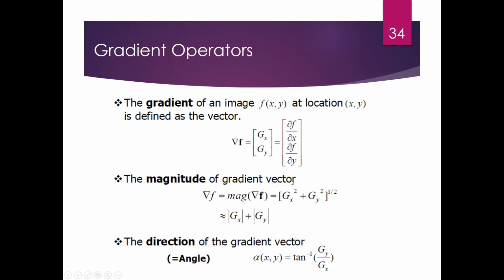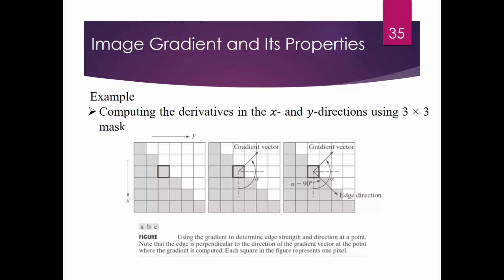It gives the maximum rate of change of f(x, y) per unit distance. The magnitude of the gradient vector is defined as |∇f| = square root of gx squared plus gy squared. It can be approximated as the absolute value of gx plus the absolute value of gy. The direction of the gradient vector is defined as alpha(x, y) = tan inverse of gy divided by gx.